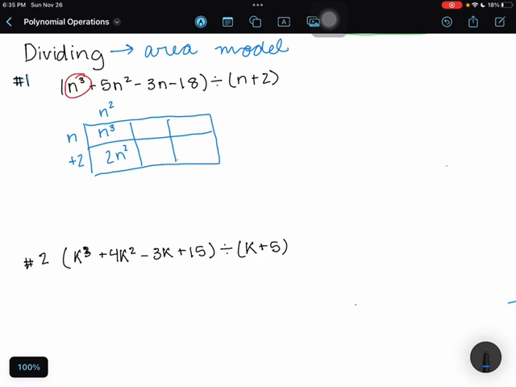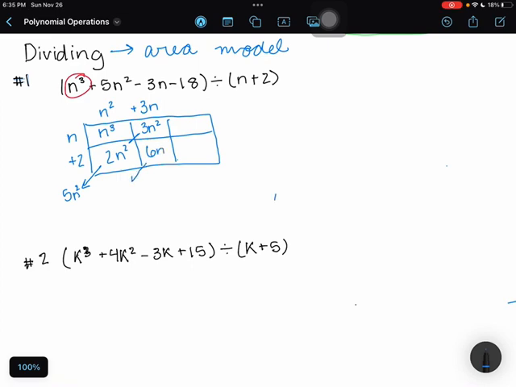Now I don't have a 2n squared in my problem, I have a 5n squared. So I know that whatever is in this 2n squared plus whatever is in this box have to give me 5n squared. So 2 plus 3 is 5, and it would be 3n squared. So I do the whole process again. What do I multiply n by to get to 3n squared? That would be 3n. Then I do the same thing. So 3n times 2 is 6n.